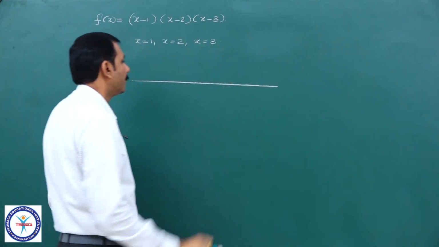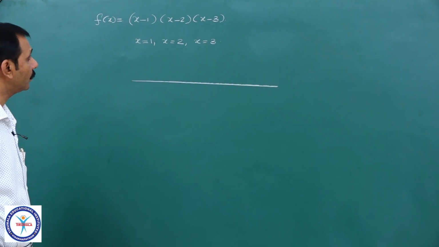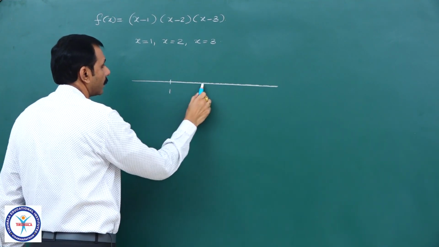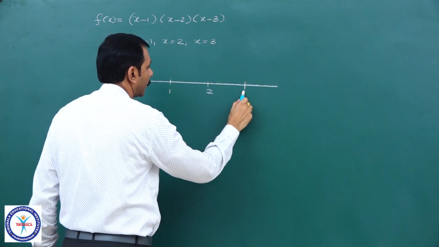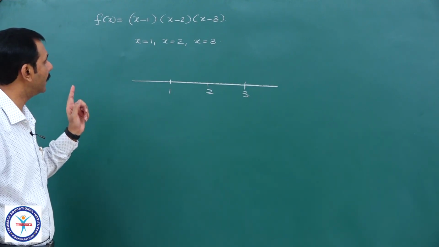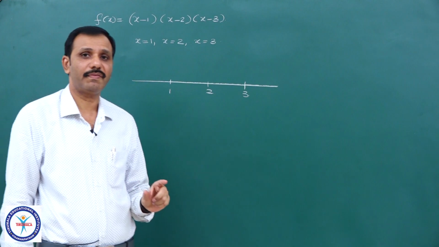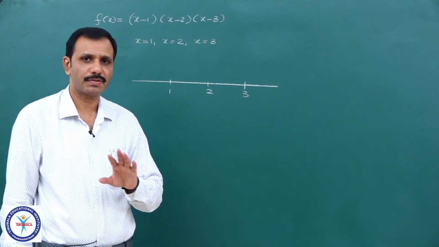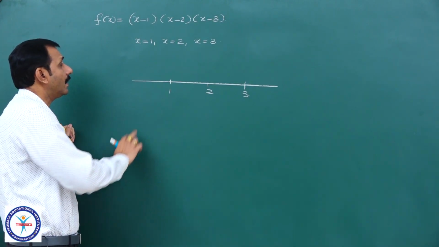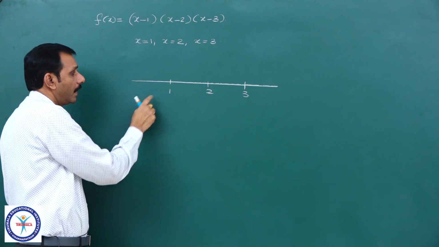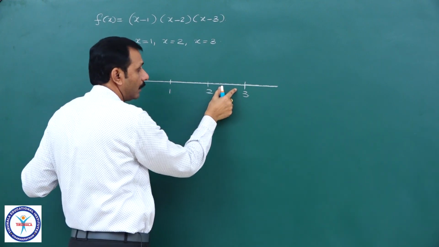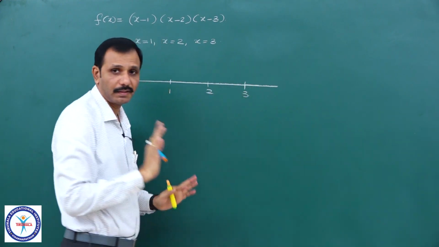Now, observe this. Because these are the zeros, mark these zeros on the real line. Here it is 1, here it is 2 and here it is 3. As we have already seen in the discussion, when it has only two linear factors, x minus 1 into x minus 2, we saw the complete detailed discussion there. Here you see, what are the possibilities for x? x may be less than 1, or it may be between 1 comma 2, or it may be between 2 comma 3, or it may be greater than 3.